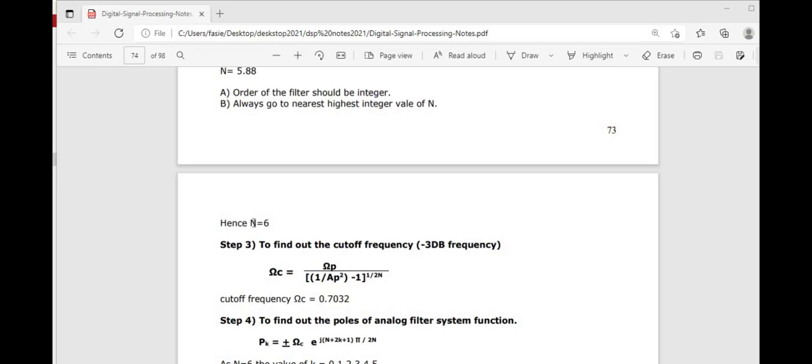After that, we have to find the cutoff frequency, so we can apply it by pass band or stop band. Substitute n as 6, so 2 times 6 is 12, so 1 by 12. Omega p we already had, A p also we had, substitute the whole square, and we get 0.7032. This is the value we receive for the cutoff frequency of our filter.